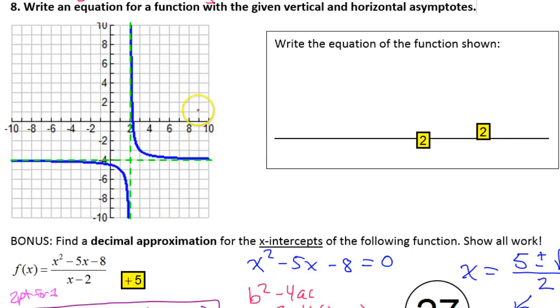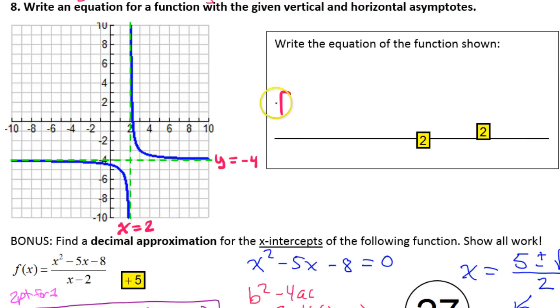Let us write an equation for a function with the given vertical and horizontal asymptotes. So notice that we have a vertical asymptote here at x equals 2, and we have a horizontal asymptote here at y equals negative 4. Well, a vertical asymptote comes from the denominator.